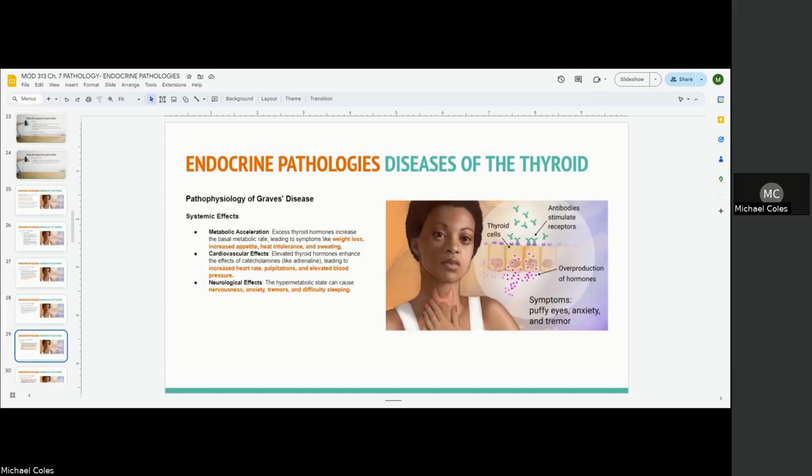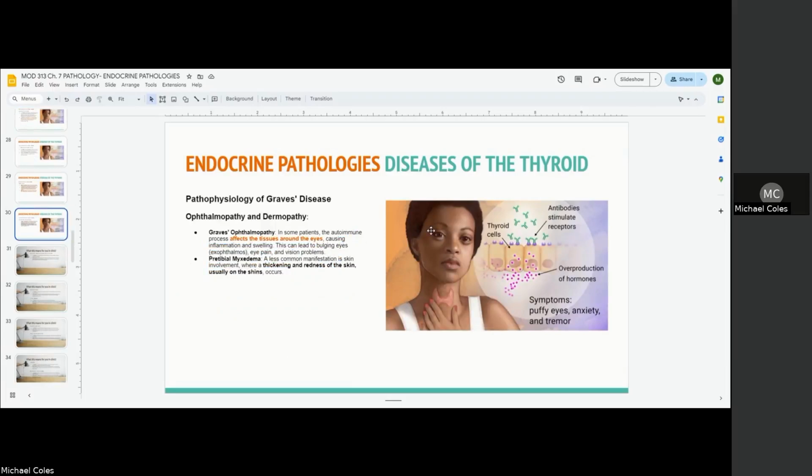They're going to have increased heart rate, right? High blood pressure, heart murmurs, palpitations. So when they come in, they might not easily be able to relax on the table because of this condition, right?